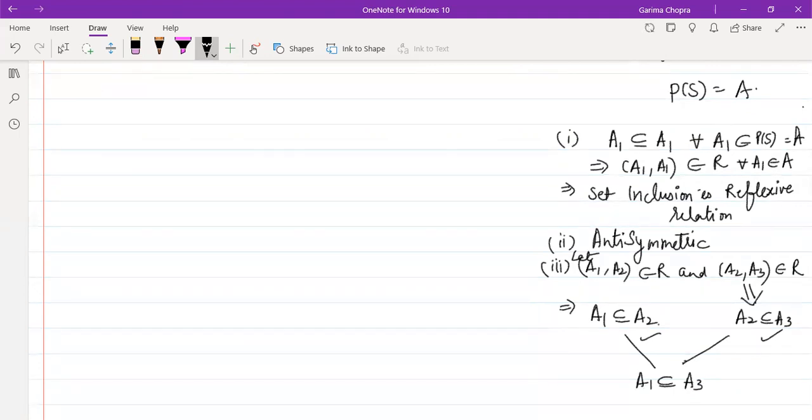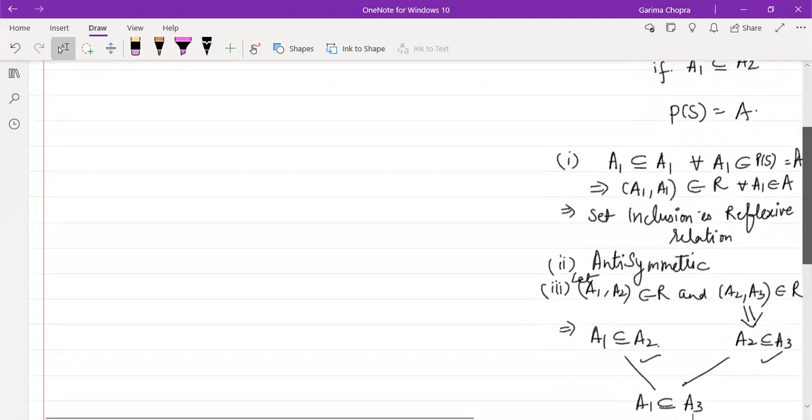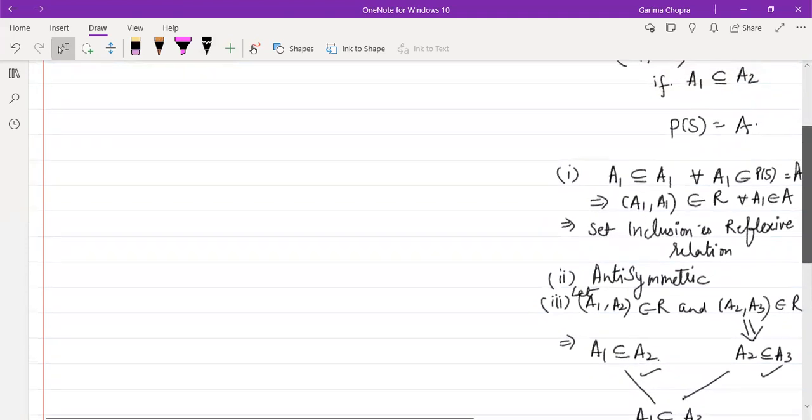And once we are able to show that A1 is a subset of A3, it means that as per our relation, A1 is related to A3. It means the ordered pair (A1, A3) will be present in our relation set, and it will prove the transitive property. So we have seen here that this set inclusion relation is reflexive, antisymmetric, and transitive.